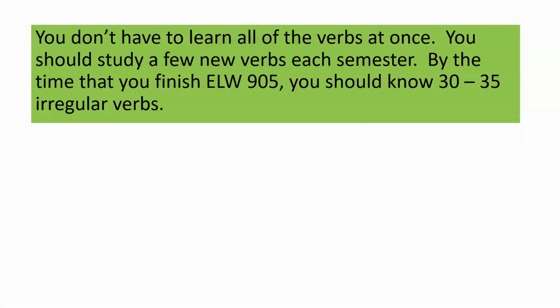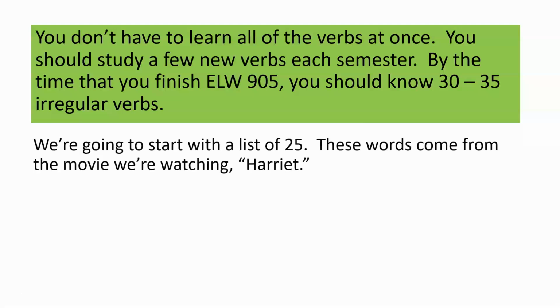So you don't have to learn all of the verbs at once. You should study a few new verbs each semester. And by the time that you finish ELW 905, you should know 30 to 35 irregular verbs. We're going to start with a list of 25, and these words come from the movie we're watching, Harriet.